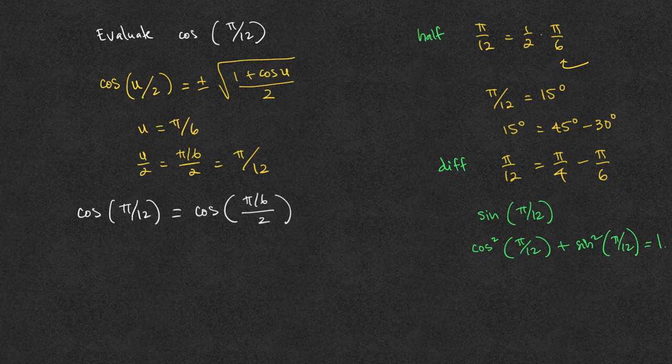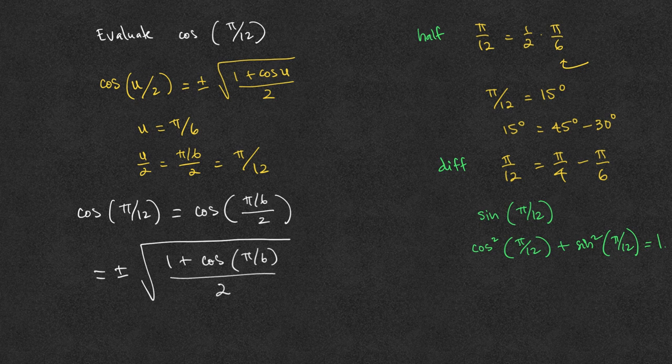So u is pi over 6 in this case, using the formula for the half angle, plus or minus the square root of 1 plus cosine of u, where u is pi over 6, and then divided by 2. We can just simply drop the plus or minus sign for now, because we know that pi over 12 is an angle in the first quadrant, so cosine of pi over 12 needs to be positive.